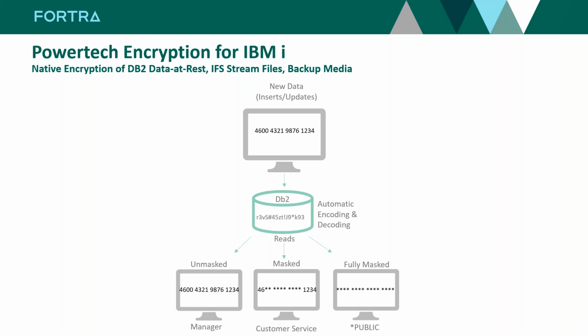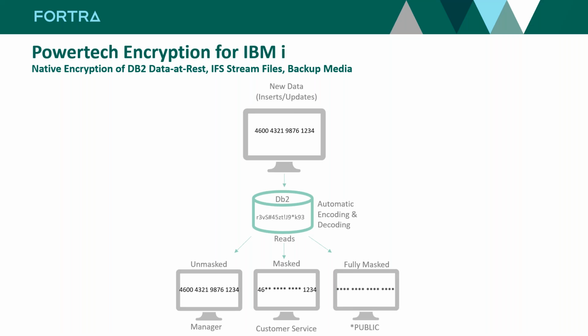With the native encryption for DB2, using those field procedures, you've got that automatic encoding and decoding of data. So when new data gets inserted or updated, that process is triggered automatically and it's stored as soon as it's saved to the database in that encrypted state. When a user goes to read it, it's automatically decoded and the user will be able to see the authorized version for their profile, whether it's fully unmasked, partially masked, or fully masked if they're not authorized at all. So really ensuring that the right people see the right version of the data, regardless of how they access it.